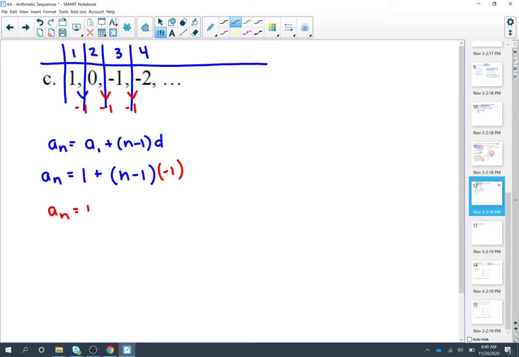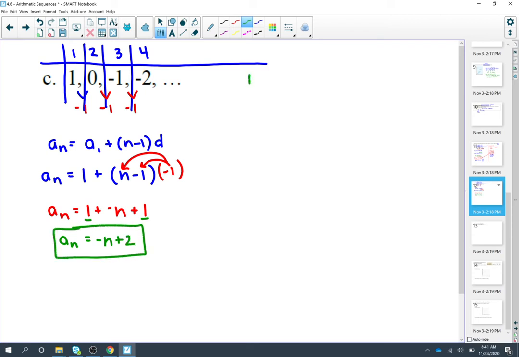A sub n equals 1 plus negative 1 times n is negative n. Negative 1 times negative 1, positive 1. Then we're going to kind of clean this up a little bit. A sub n equals, you have a minus n, combine like terms, plus 2.